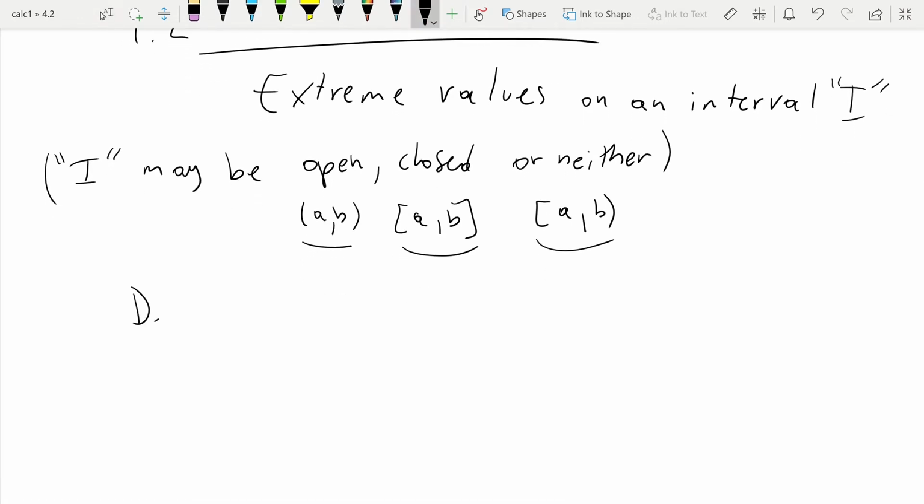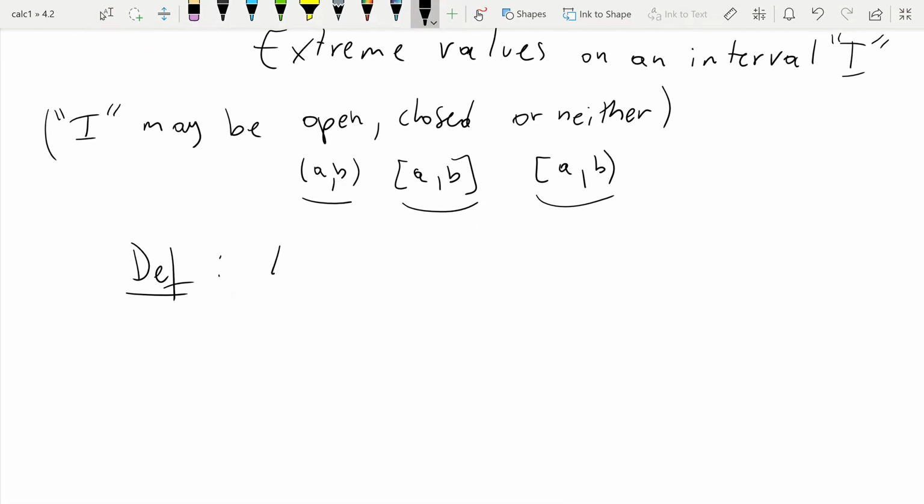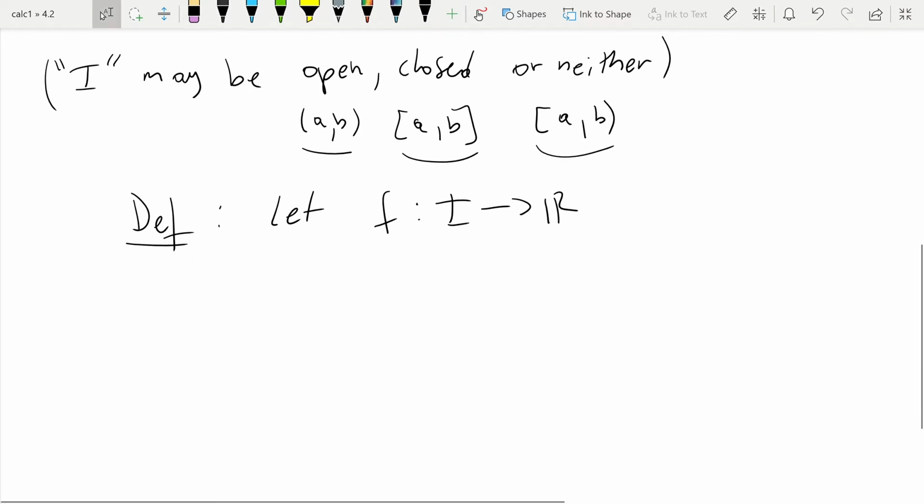Okay, so let's start by giving some definitions. Start with a function that's defined in this interval I. Remember that I can be closed, open, or neither.